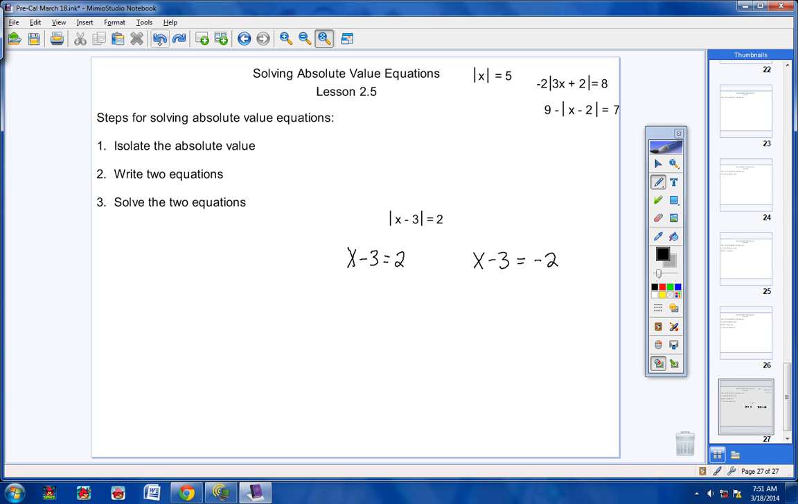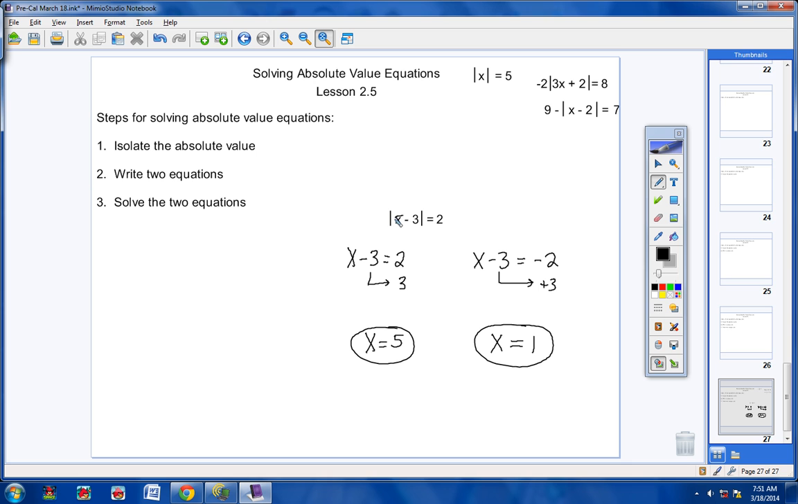It's really pretty simple. So now step 3 says solve your 2 equations, bring your 3 over and make it a positive 3. So one answer would be 5. And then bring this 3 over and make it a positive 3. And your answer would be 1. Now we do not have to check for extraneous solutions. However, if you put these two numbers in, you would see you get out two true statements.